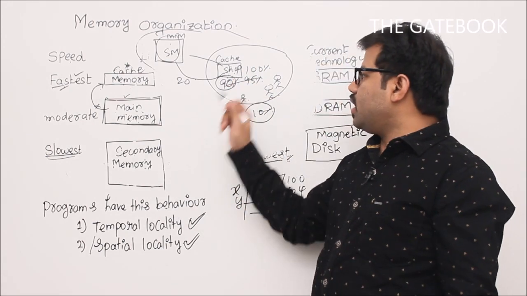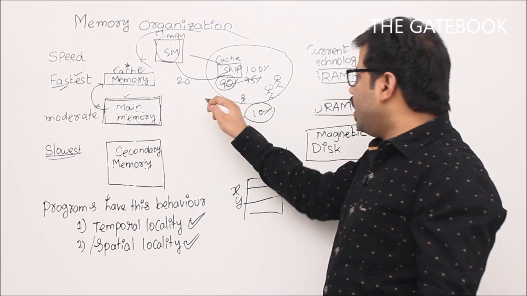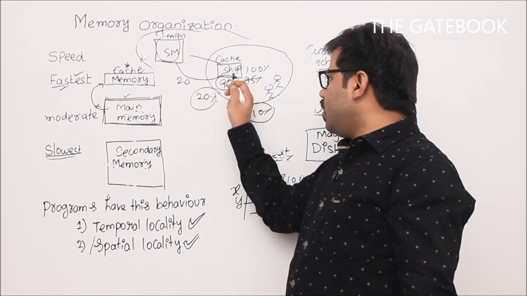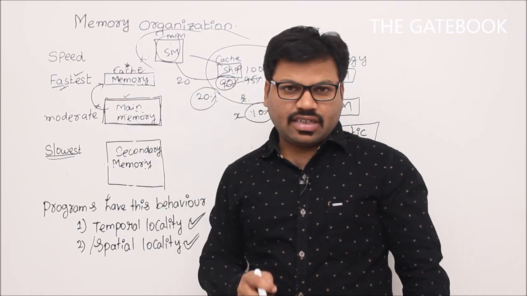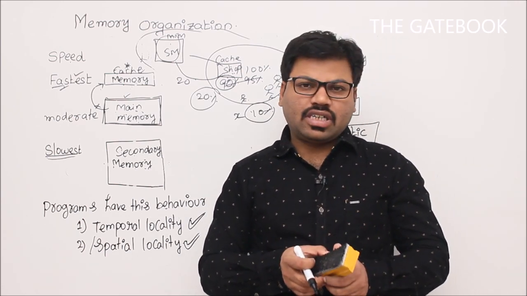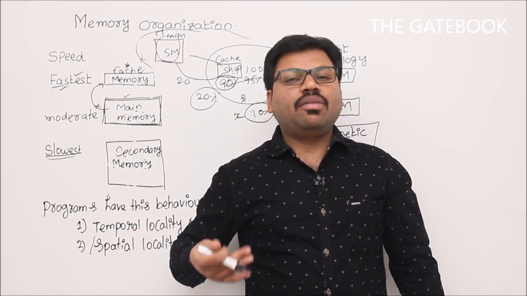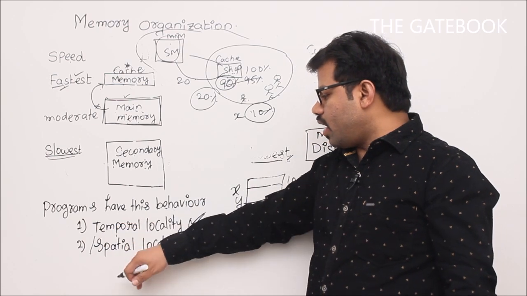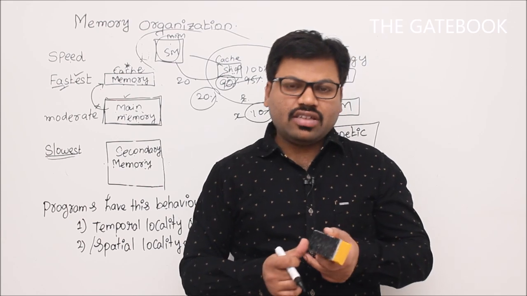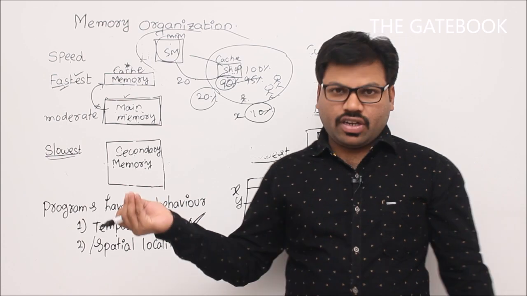But if every time the shop says that I will go to the supermarket and get it, that means only 20% of the time whatever you ask is available in the shop, then that's a bad design, correct? So fortunately we can achieve a 90 to 95% hit ratio. The reason is that programs also have the same kind of regular behavior. What is that? Temporal locality and spatial locality. As a human being, you have a regular behavior. Similarly, a program, which is written by a human being, also possesses that kind of regular behavior.